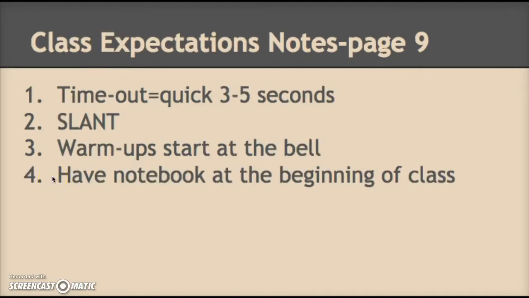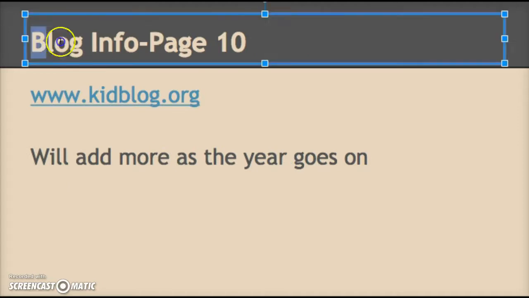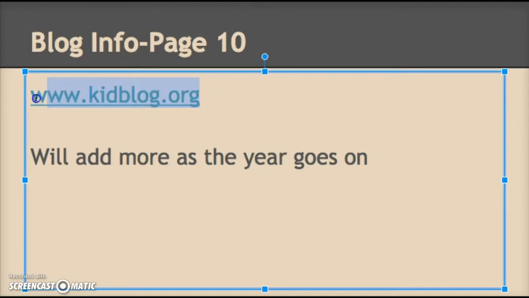All right, on page 9, you are going to do the exact same thing. Make sure you have your title, class expectations, and then your 4 points. Pause and write this down. When you're done, play the video. For now, I would like you to just put the title blog info on page 10 and write the link www.kidblog.org. We will add more to this as the year goes on.